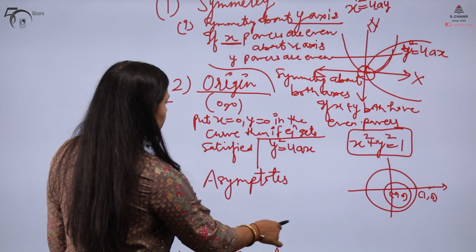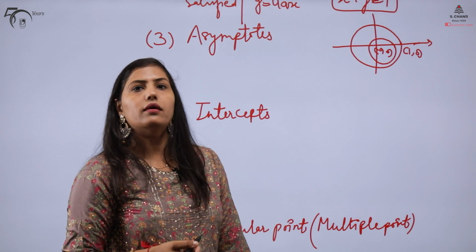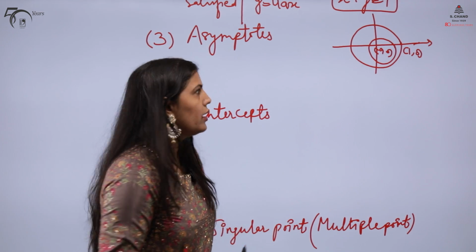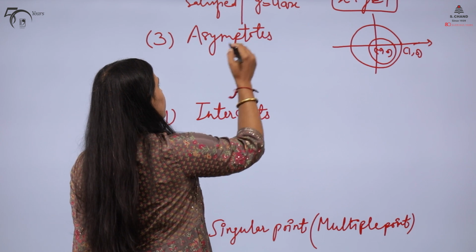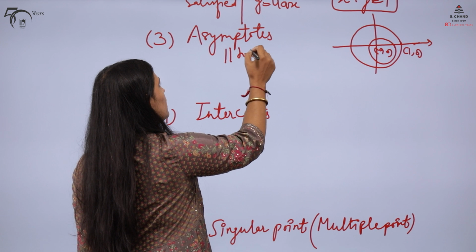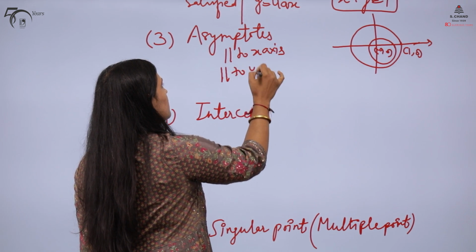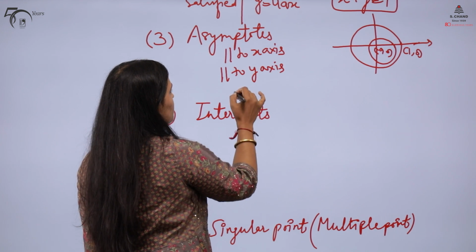Now the next point. If you want to study the asymptotes part in detail, you can refer to my 7th lecture. But I will give a little brief here. Asymptotes, 3 types of asymptotes: first is parallel to the x-axis, parallel to the y-axis, and oblique asymptotes.